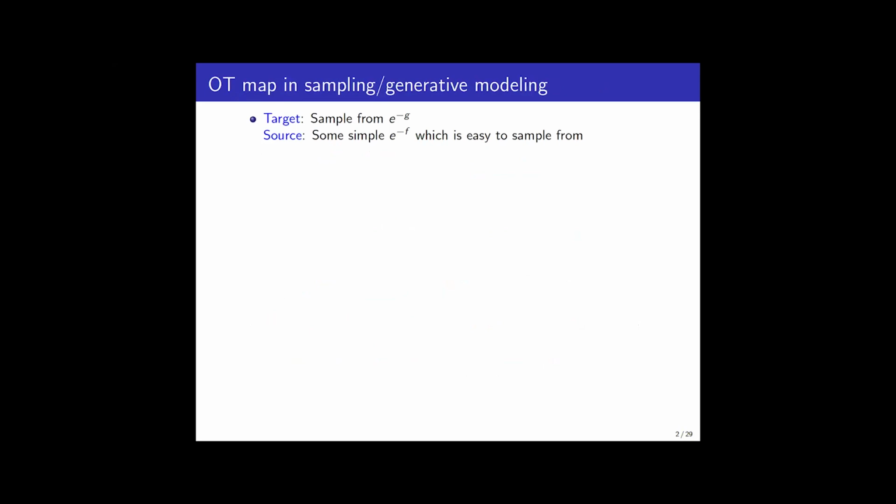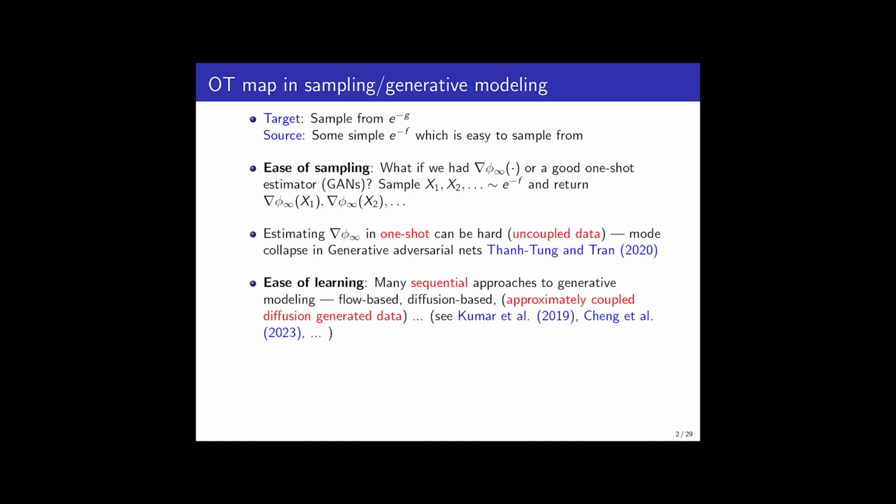Now, I'll use the roughly speaking vague terms target and source, or sometimes target and reference, to denote these probability measures. I'll use the target probability measure as e^{-g}, which should be viewed as something complicated, and the source or reference one as e^{-f}, which is something easy to sample from. Now, I've split the generative modeling algorithms maybe into two parts.